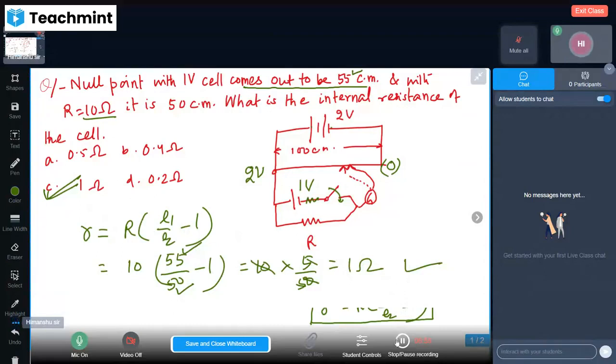Okay, hope you have understood the concept. Keep on trying different questions regarding potentiometer and you will find it very easy. I will upload further questions for your improvement.